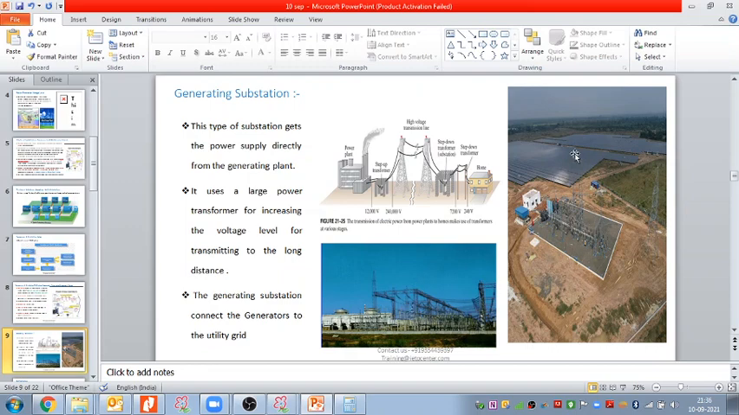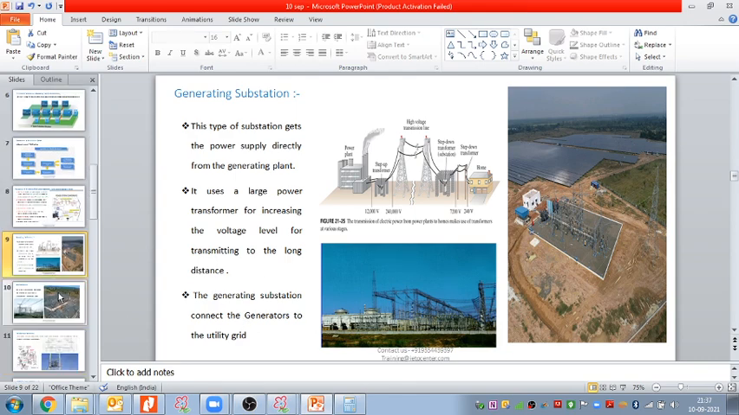And here we have one example of a solar power plant. Here we have the generating substation or switchyard, the solar switchyard, solar substations. They take supply directly from the PV cells, through the inverter duty transformer, and then transmit further to the grid network. This type of switchyard we call a generating type switchyard or generating substation, right? It uses a large power transformer for increasing the voltage level for transmitting over long distances. The generating substation connects the generator to the utility grid. That is the overall purpose of the generating substation.